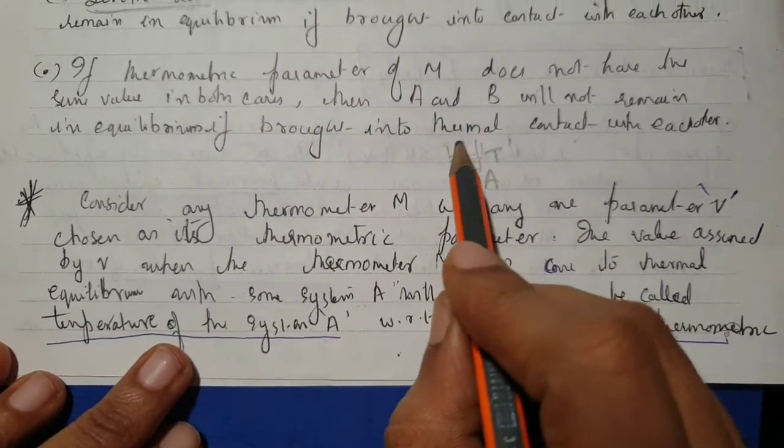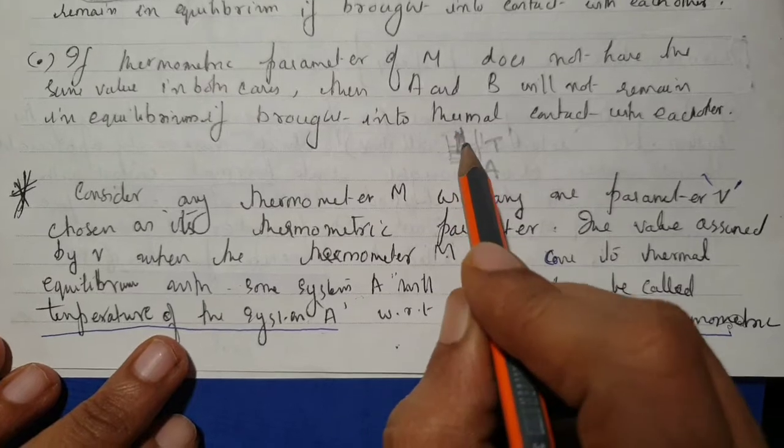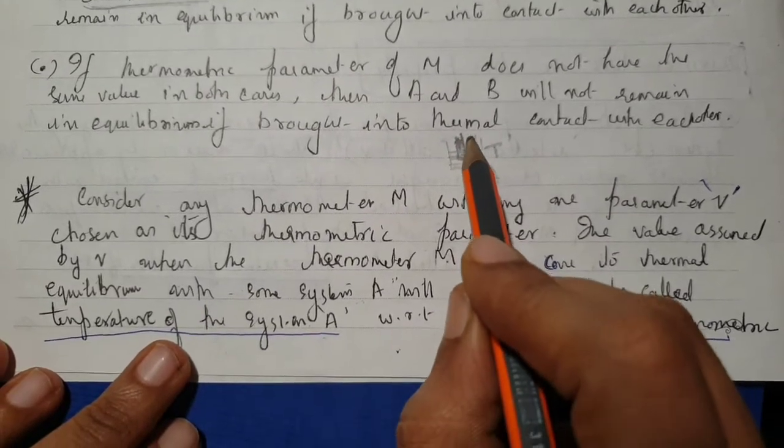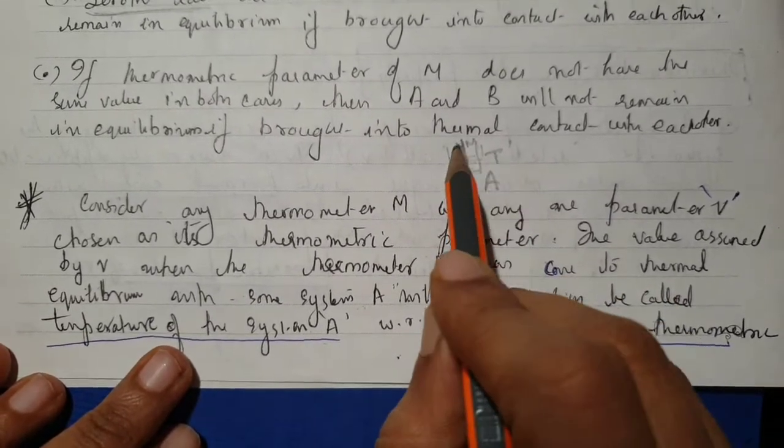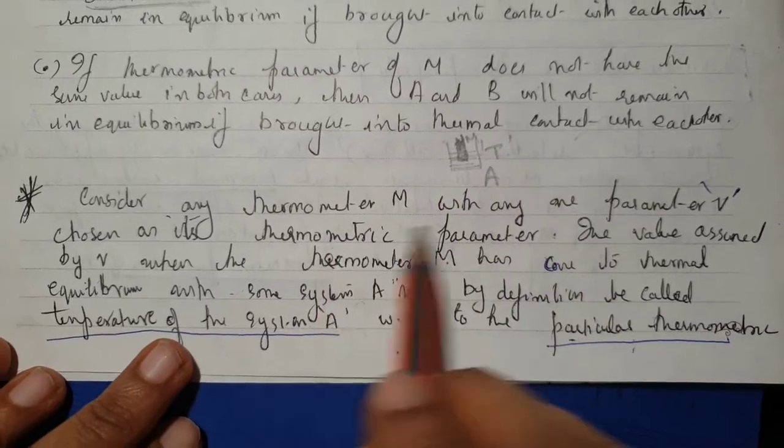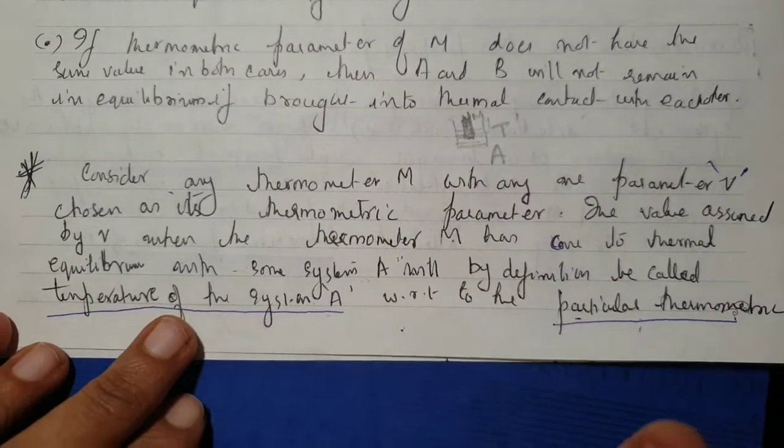and the volume is changing inside this thermometer M, then that level I can take as the temperature of the system A. So that is what it means. Okay.